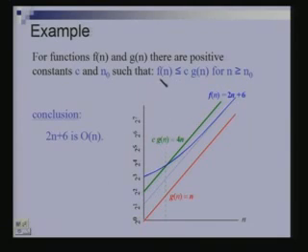And then we say that f of n, which is 2n plus 6, is big O of g of n. Not big O of 4n, but big O of n. So f of n here is big O of n. So 2n plus 6 is big O of n. Another example.